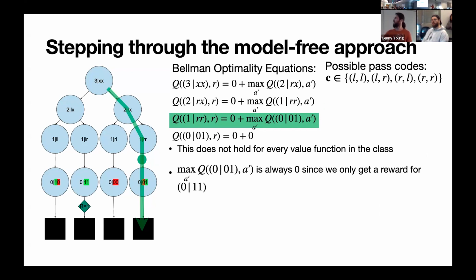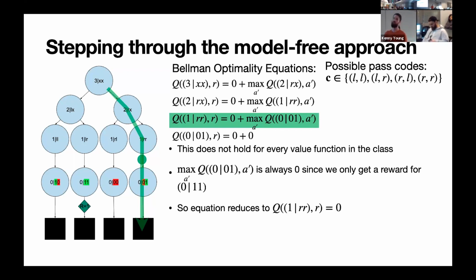So it's actually true for every value function in the class that the action value of this state action pair, Q001 comma A prime, where A prime is anything, is always going to be 0, because we only get a reward in that final transition if we're in the state 0, 1, 1. So only if we're in that state, indicating that each digit of our passcode is correct, do we get a reward. So naturally for every other state, for every model in this class we're considering, this action value is 0.